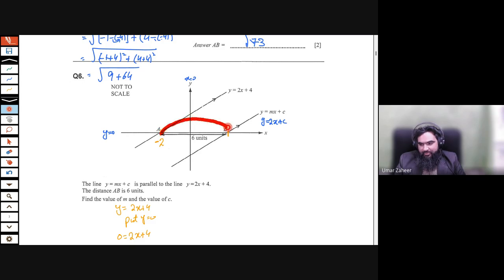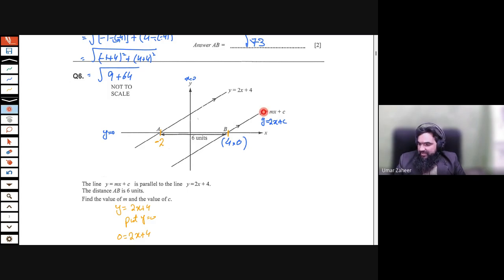What is the coordinate of the point B? Look at here, the distance between the point A and B is 6 units. So if A is -2, what will be this point? -2 plus 6, that will be 4. And this point is (4, 0).